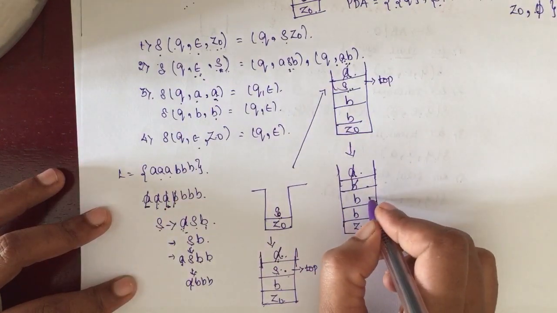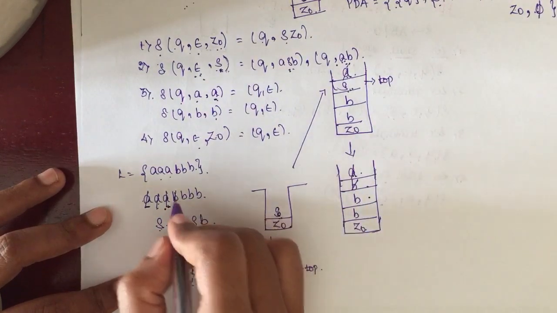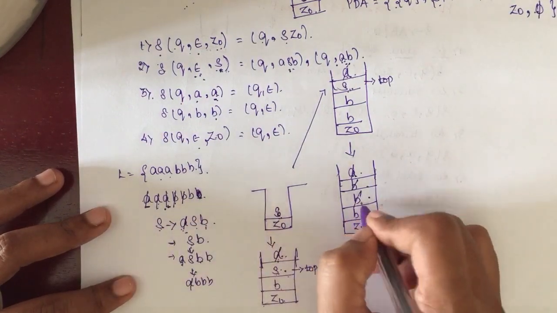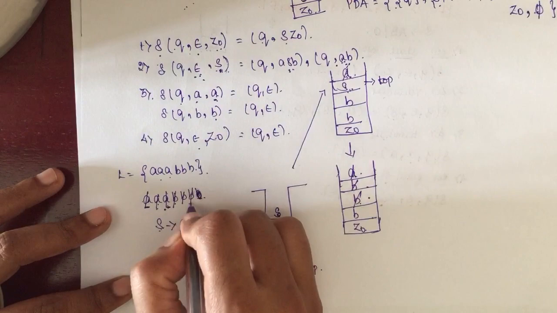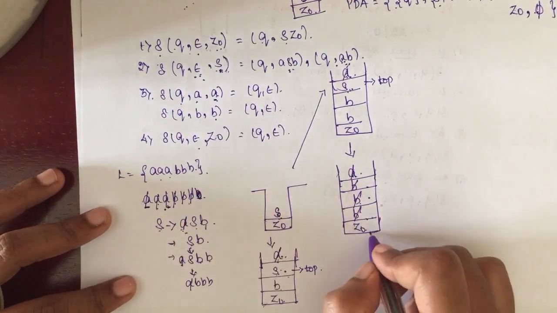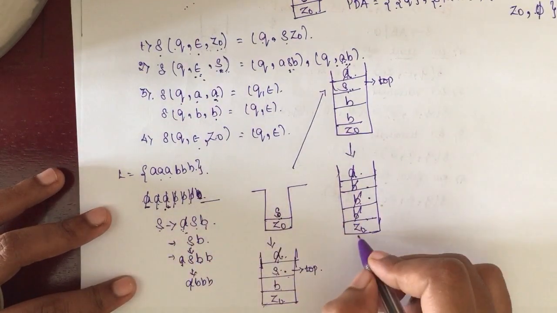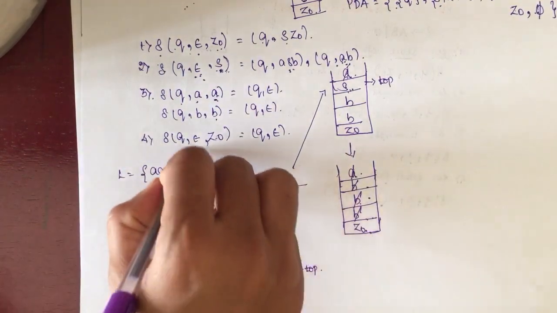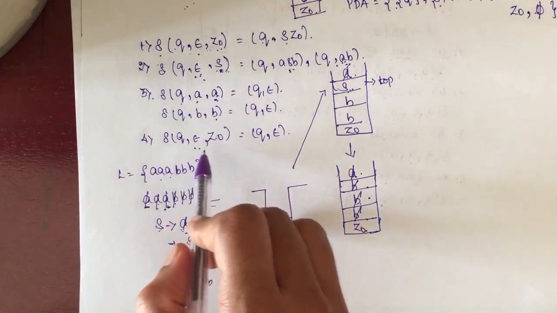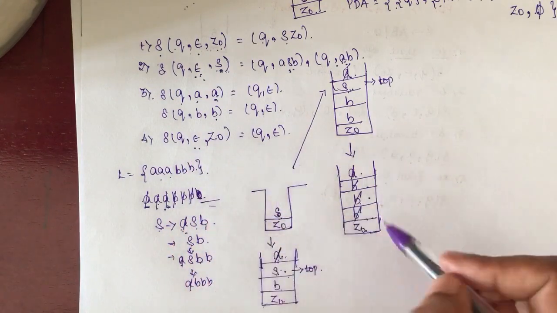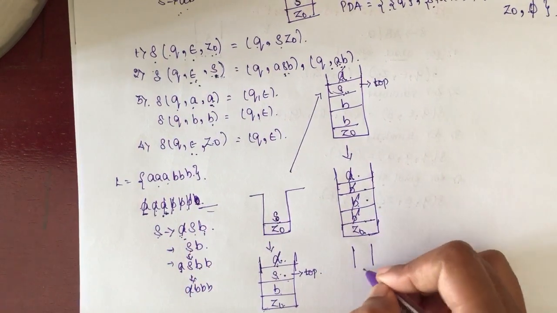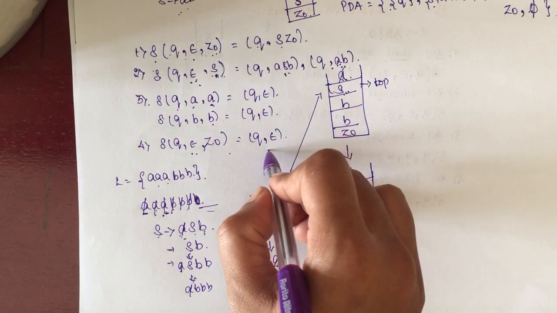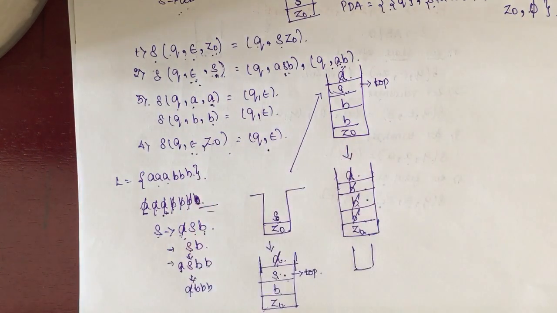Again, the second B will be the stack top element. Check your input. Sorry, an extra B I have written here. Again the top element is B and your input symbol is B. B got cancelled. So finally there is no input symbol to read, and your stack has only Z0. So use this transition function, that is Q epsilon Z0. Finally you make this Z0 also empty, and finally your stack is empty. It means that the given language is accepted by the PDA model.